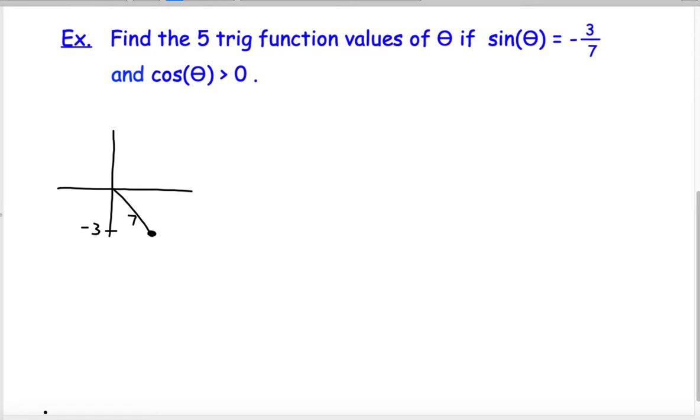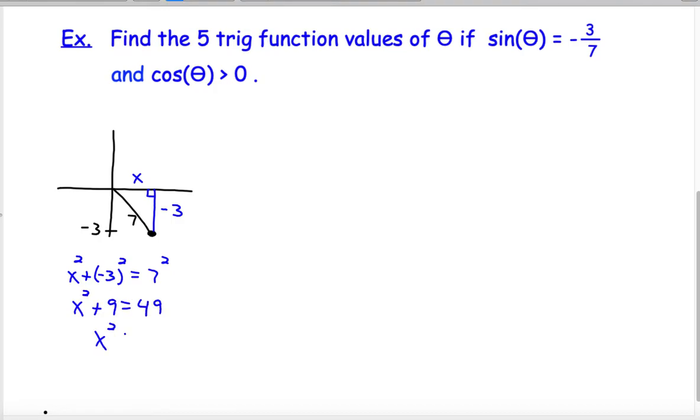And so let's make a right triangle. So from this point, let's go perpendicular to the x-axis to make a right triangle. That side's 7. This side's -3. I have to figure out this side. And then I can get my cosine, tangent, cotangent, etc. So I'm going to have to do the Pythagorean Theorem. x squared plus -3 squared, or 3 squared, equals 7 squared. So x squared plus 9 equals 49.